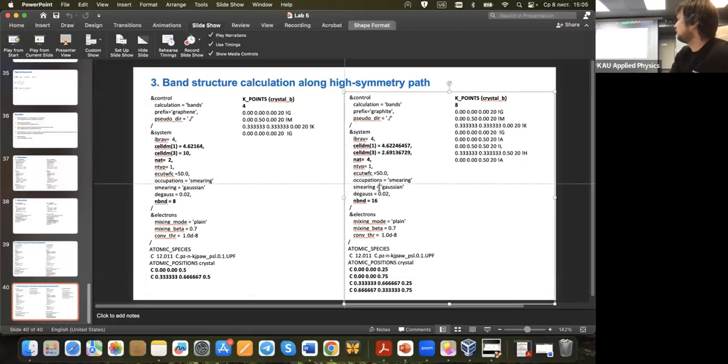What is NBND? A number of bands. It depends on valence electrons. For carbon, we have 4 valence electrons. So if in graphite it's 4 atoms inside the unit cell, we should type 16 for NBND. Here we have only 2 atoms. 2 multiplied by 4, it's 8. We have 8 NBND, and that's all. So we can make post-processing.